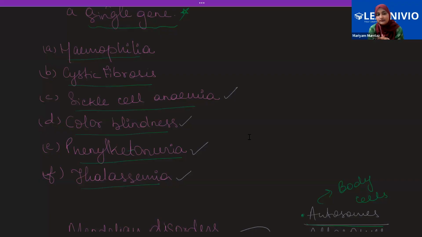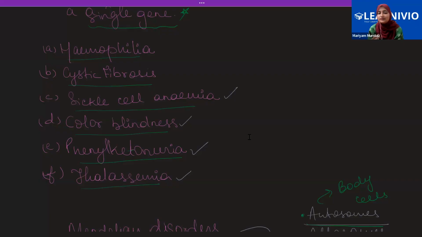Can you repeat your question? The question is, have you ever heard about any of these diseases? Do you know the symptoms of any of these diseases? I know color blindness, when you're not able to see the colors. It's not that they are not able to see the color, it's that they cannot differentiate between the colors.